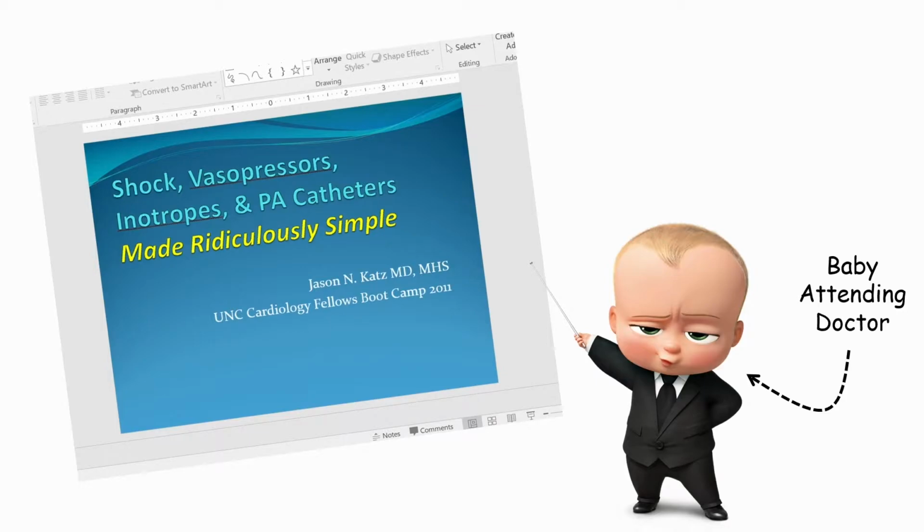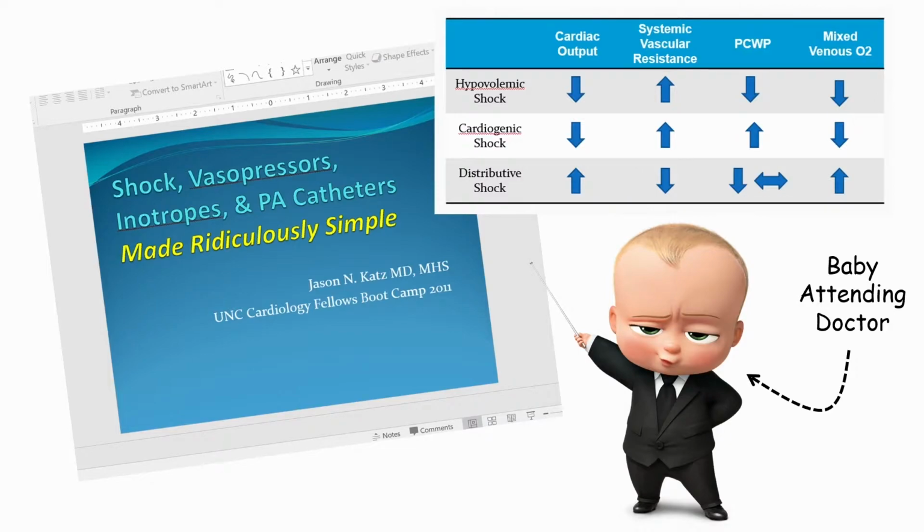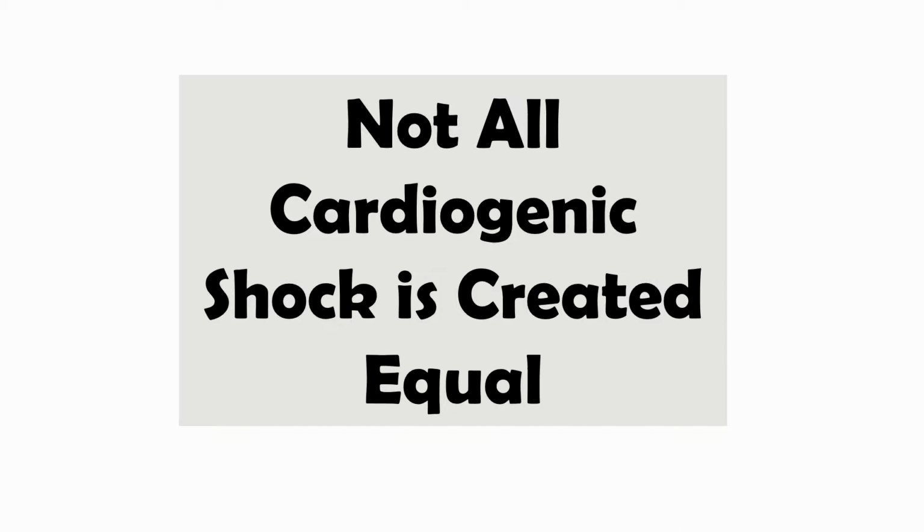And again, this was me a little over a decade ago presenting to fellows at the University of North Carolina, where I was a simple baby attending doctor. And I try to make cardiogenic shock nice and simple as well, right? There was one hemodynamic phenotype that I thought represented cardiogenic shock, one phenotype which represented distributive shock, one phenotype which represented hypovolemic shock. But it turns out I was completely wrong, and age has clarified that a bit.